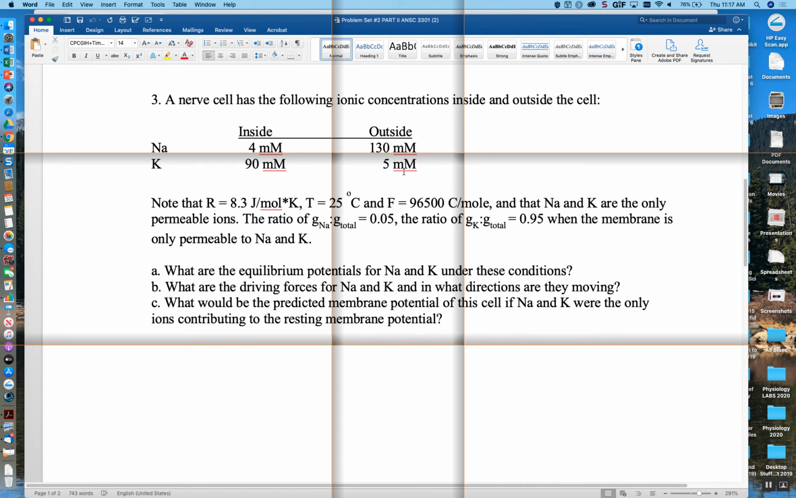Negative 65.9 millivolts. That's usually what the cell is at rest, actually, right? We're pretty close to minus 70 millivolts. So this is going to be a solid line. This is what we would probably measure with a voltmeter at minus 65.9 millivolts. Perfect.